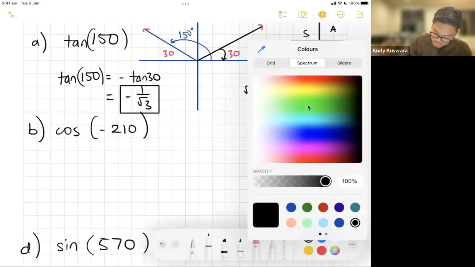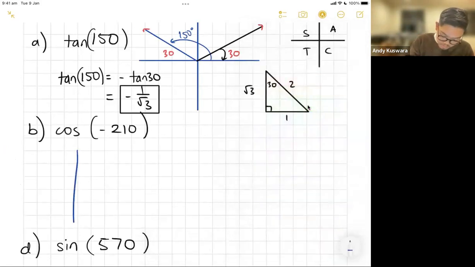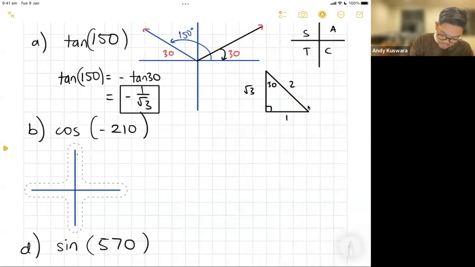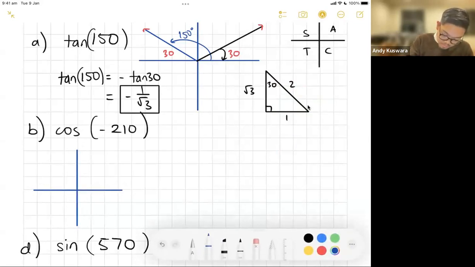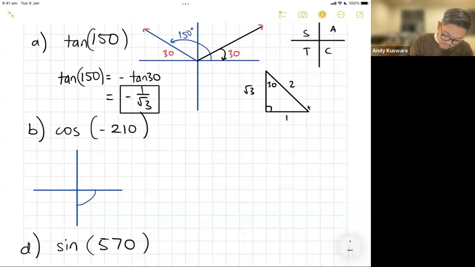Okay, again, I'm going to start by drawing a little kind of thing, figuring out where it is. Minus 210 means I'm going minus 90, I'm heading towards the left. Minus 90, minus 180, minus 210. So that will be minus 210 degrees there.